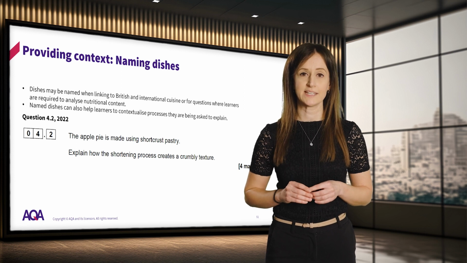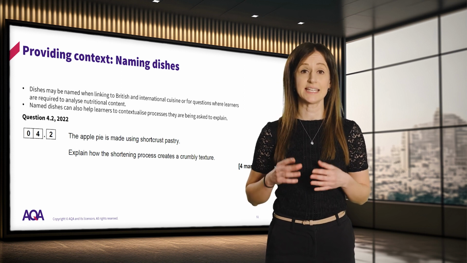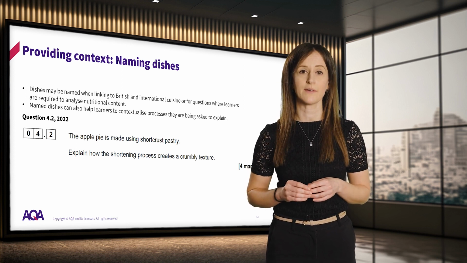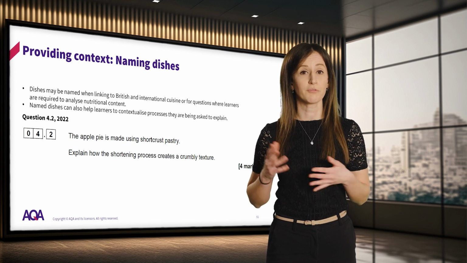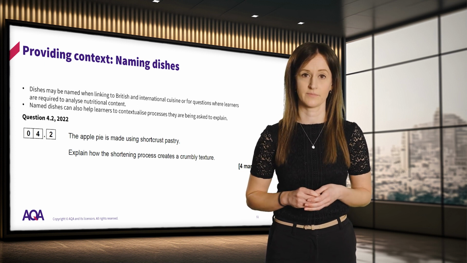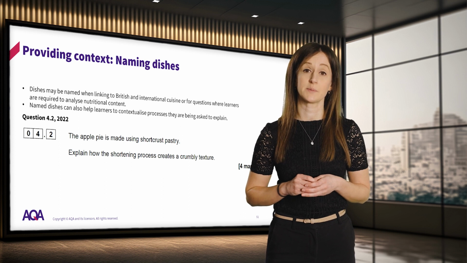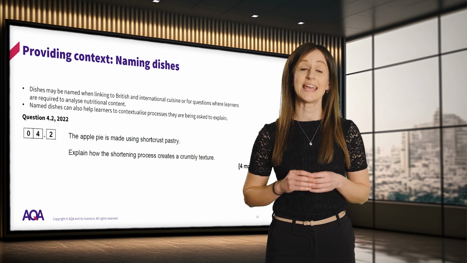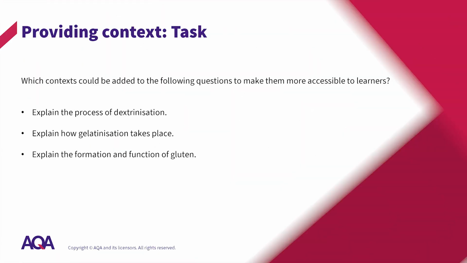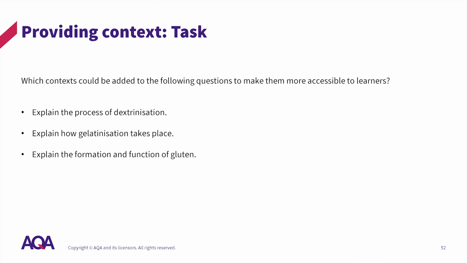Furthermore, reference to international cuisine and dishes needs to take into consideration that schools will have explored different cuisines, both through lessons and completion of NEA. It is therefore difficult to name specific dishes from other cuisines unless they are widely known. Pause the video here to have a go at adding context to the 3 questions listed. How could you rephrase or extend the questions to make them more accessible to students?